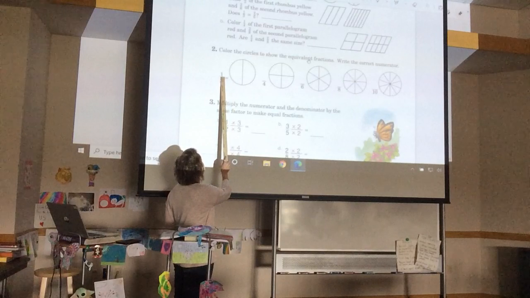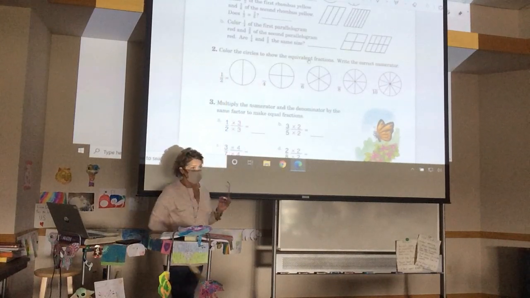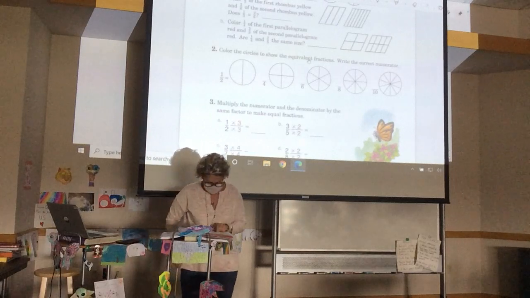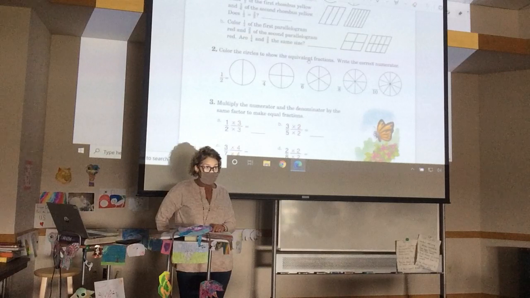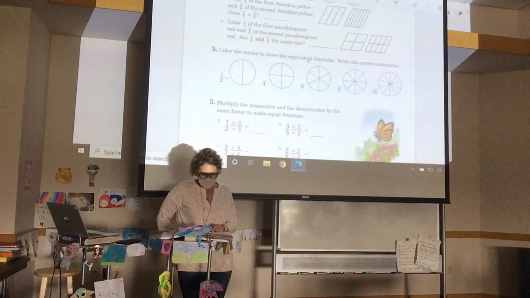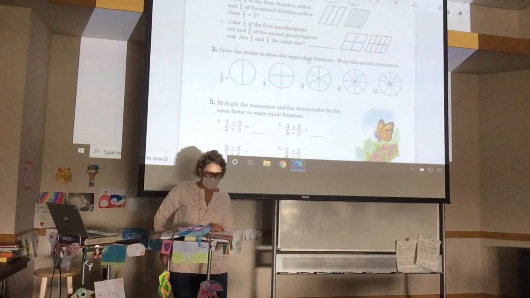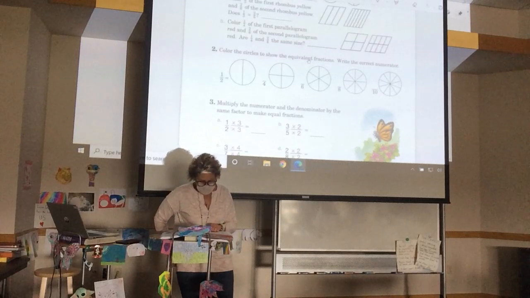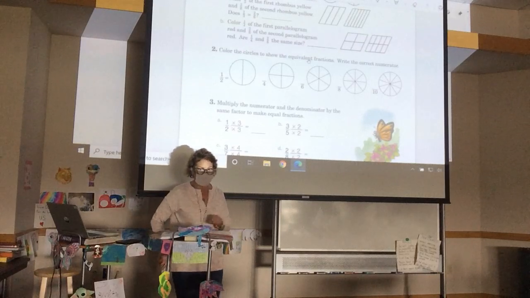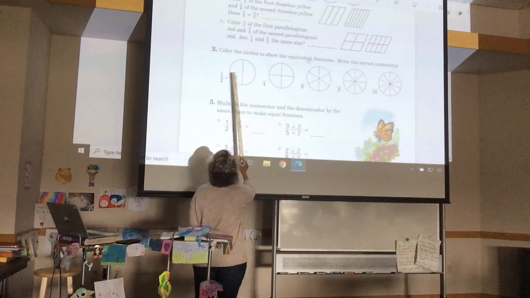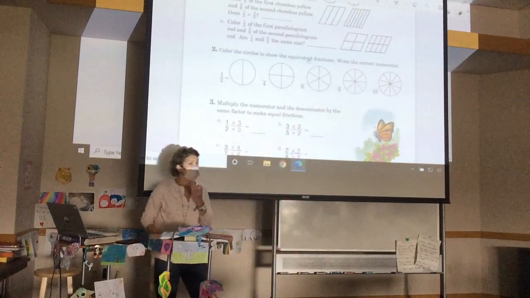So this is 1. What would the next one be? One plus 1 is what? 1 plus 2 is? 3 plus 1 is? 4 plus 1 is? All right, so there you have it. And then you color in accordingly.